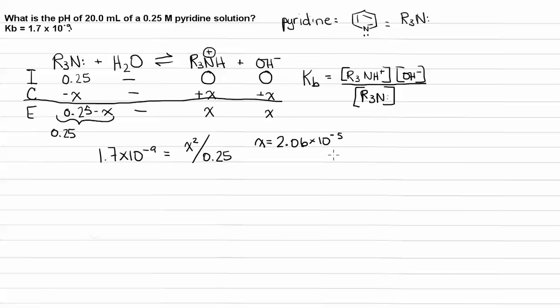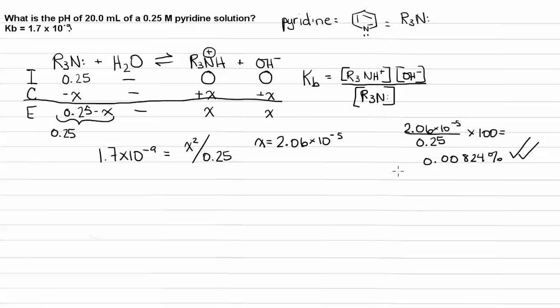And whenever you make an assumption that the change in x is going to be negligible, you want to check to make sure that that assumption is valid. You check to make sure that assumption is valid by putting x, 2.06 times 10 to the minus 5, divided by your initial concentration, 0.25, times 100. This tells me that our change in x is only 0.00824% of our initial concentration. That means that our assumption is valid. Usually we say if it's less than 5%, then our assumption is valid.